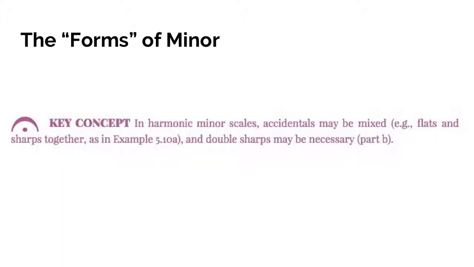In harmonic minor scales, accidentals may be mixed. Okay, be aware of that. Sometimes you'll have flats or sharps. Sometimes you'll have all flats. Sometimes you'll have all sharps. And also, if you look at the example in part B in example 5.10, you can see there are double sharps.